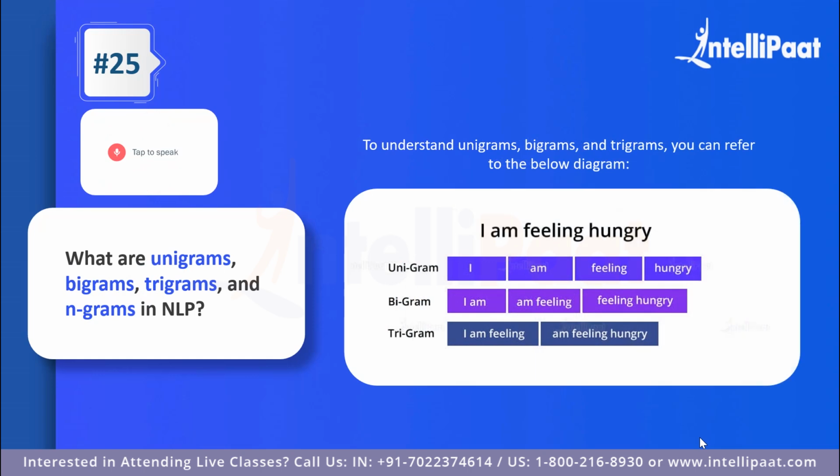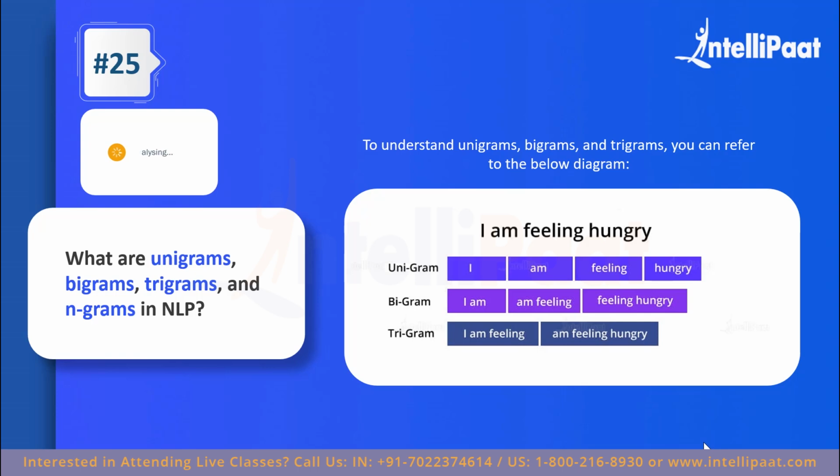Now coming to the next question: what are unigrams, bigrams, trigrams and n-grams in NLP? To understand them, let us look at an example. Here is a sentence: I am feeling hungry. As per the given sentence, unigram, bigram and trigram are given over here. Just for a recap, when we pass a sentence one word at a time, it is called a unigram, and when the sentence is passed 3 words at a time, it is called a trigram. Similarly, n-grams refer to the passing of n words at a time.